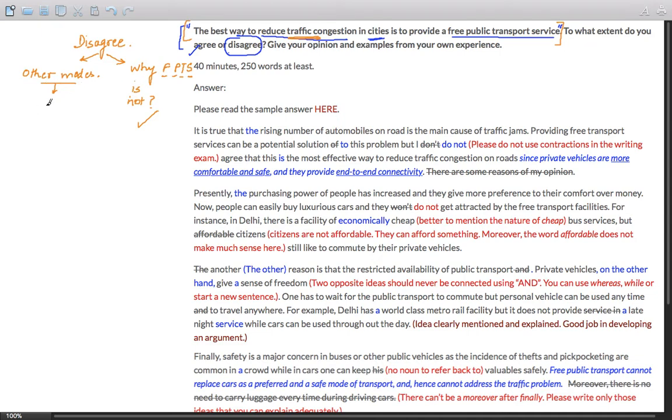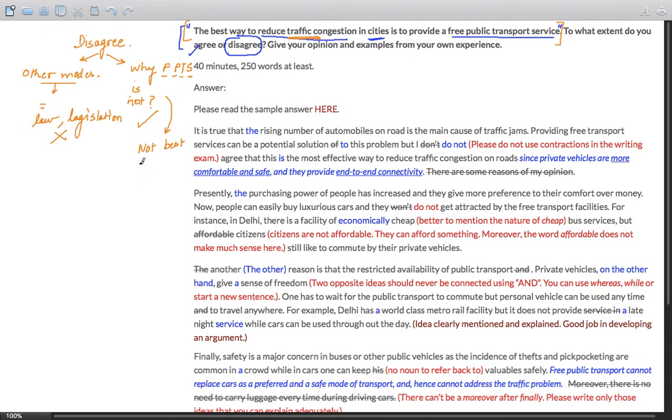So you're not supposed to discuss whether some taxes should be imposed on private vehicles, or whether there should be some stringent lawful measures, or some legislation that the government should implement. That will be a wrong approach. You are just here to discuss why this is not the best solution.